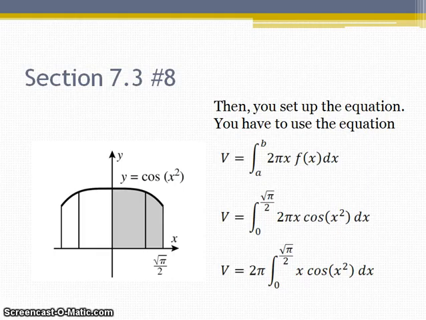Since 2 pi is a constant, you can pull it out through the integral notation. So you get volume equals 2 pi times integral from 0 to square root of pi over 2 of x times cosine x squared with respect to x.